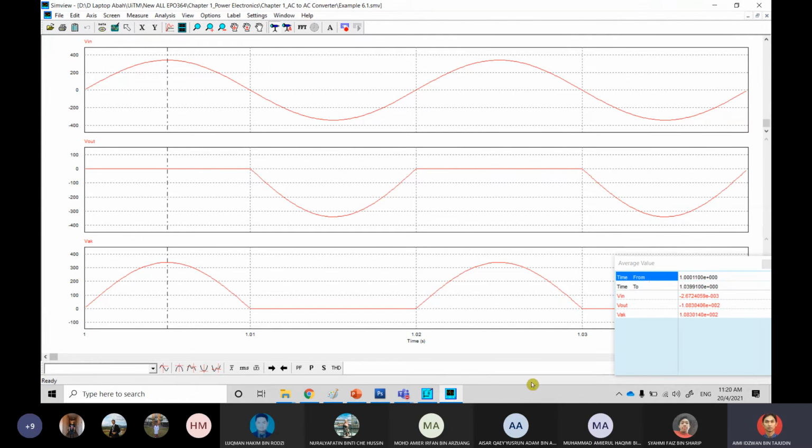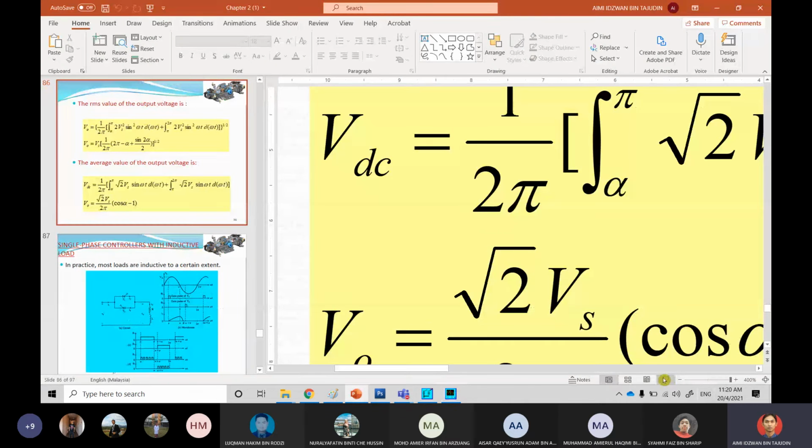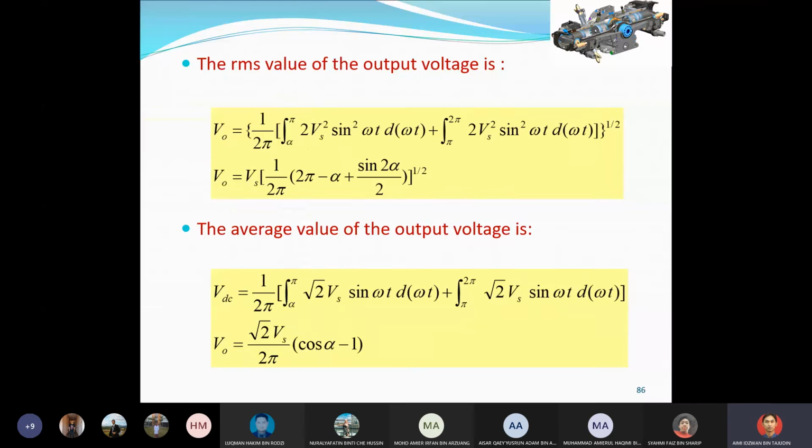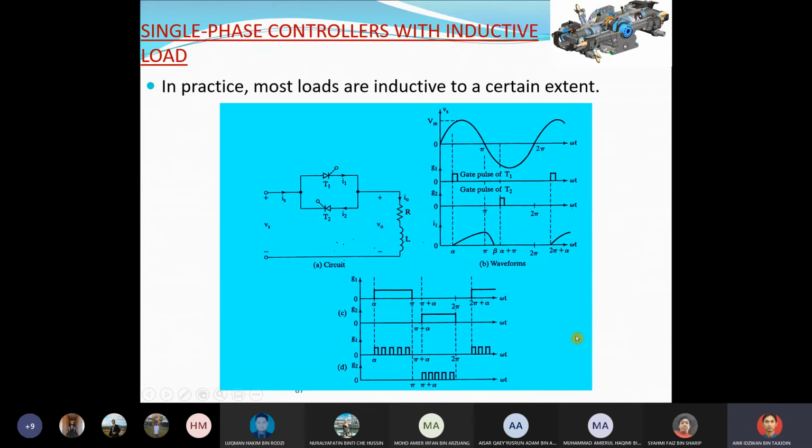Boleh faham? Faham ke tak faham? RMS dan average. Boleh lah, boleh lah. Ya, okay, ambil dulu konsep tu. Dapat gambaran. Average dia consider positif dan negatif. Okay, so RMS tidak, keluasan saja.